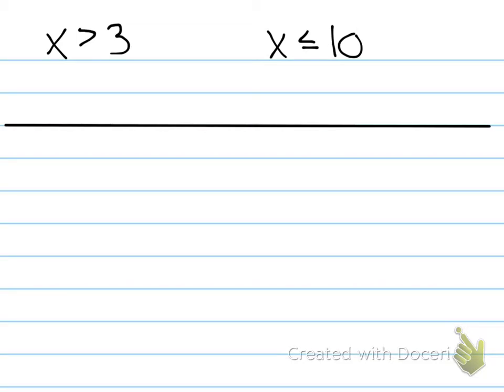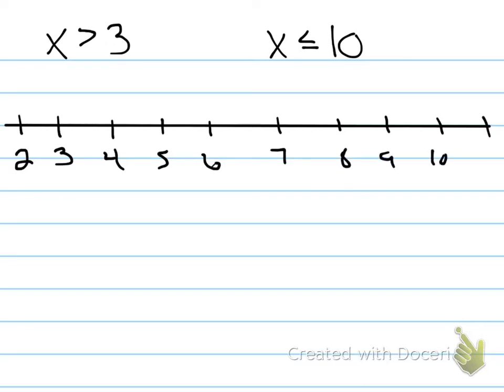My number line needs to start maybe a little bit below the 3, at a 2, 3, 4, 5, 6, 7, 8, 9, 10, and 11. Now I'm going to plot my point on 3. Is it going to be an open or a closed dot? Open. Do you see an equal to underneath here? Nope, there's nothing there, so it's going to be an open dot.